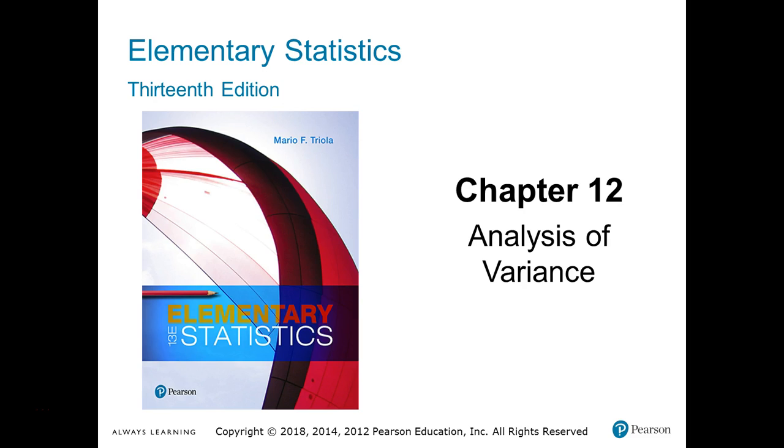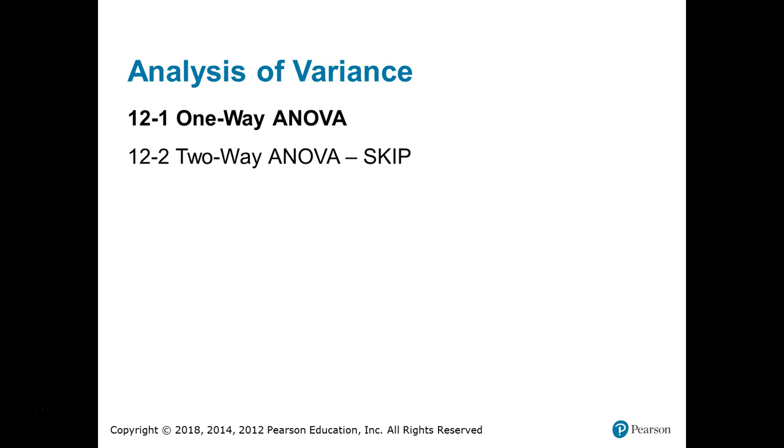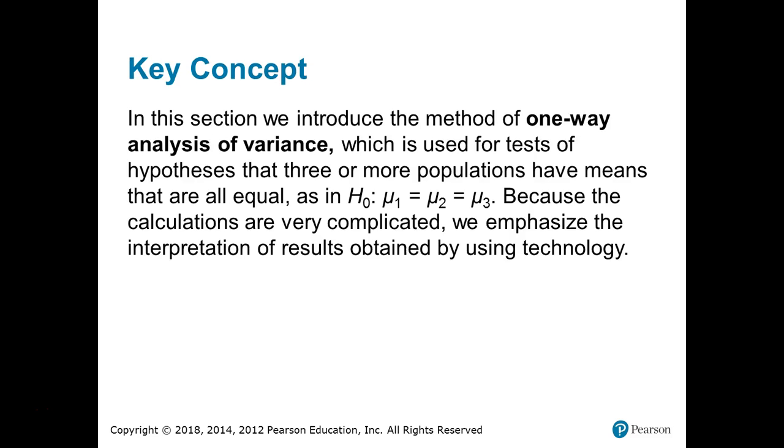We are not going to do section 2. So this is analysis of variance, and we are only going to be sticking with one-way ANOVA, or one-way analysis of variance. We are not going to do two-way. So the key concept here is we are going to introduce the method of one-way analysis of variance, which is going to be used to test hypotheses that three or more populations have means that are all equal. These are pretty complicated to do by hand, so we will be using technology for them.